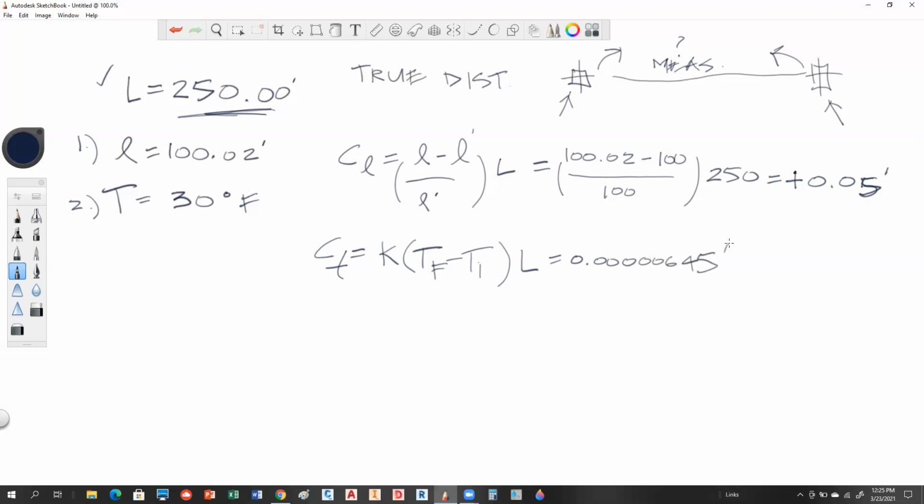So T final is the temperature at time of measure, which would be 30 degrees. What's your initial temperature? 68. Yeah, if you don't know, you're going to assume room temperature is 68, okay? And we're going to multiply that also by 250. So let's see what our temperature correction comes out to be. 30 minus 68 is going to give me a negative. So that's going to give me a negative correction. So what we might see happen here is that one's going to correct the other.